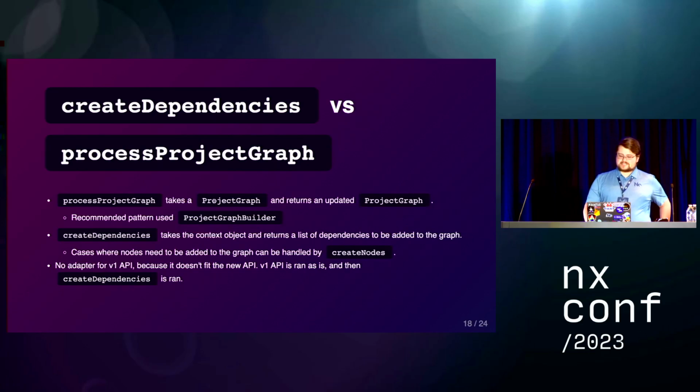So, and this is kind of what I was saying, with Process Project Graph, our recommended pattern used a project graph builder. And with that builder, we just returned an updated graph. The problem with this is we can do anything on that graph. We can't do that anymore, but there's good reasons for it.